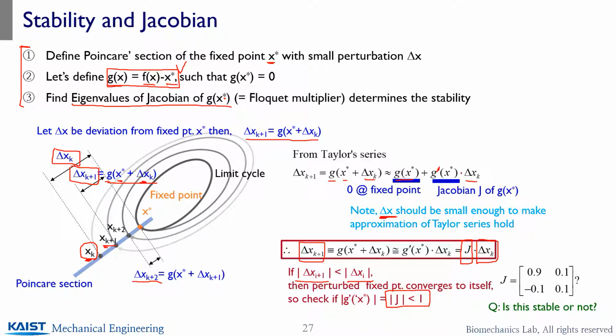So suppose the Jacobian is sometimes a matrix, like 2 by 2 or 2 by 3. It's not necessarily a square matrix. So suppose this Jacobian is given like this, can you make a decision, is this stable or not? That's what I'm going to explain in the next slide.